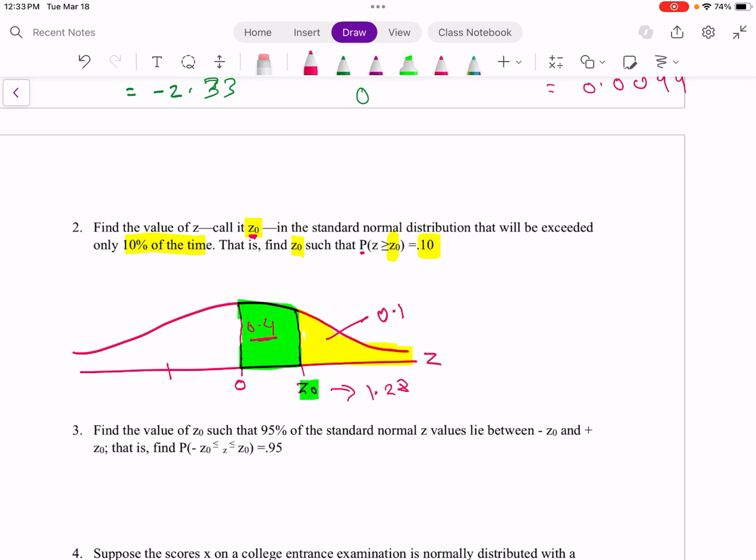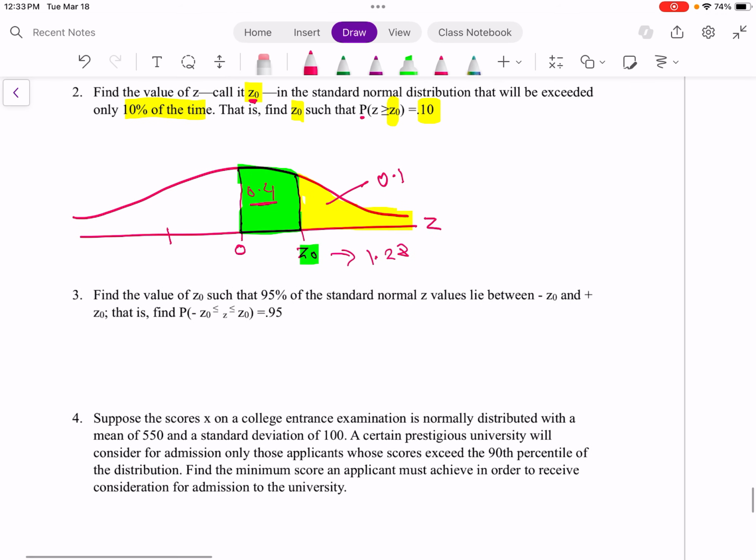Okay, the next one here, we are asked to find the g naught such that 95% of the standard normal g values lie in between negative g naught and positive g naught. That is, find g naught such that the probability that g is greater than negative g naught and less than g naught is 0.95.